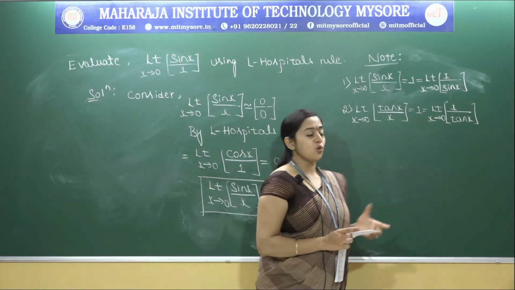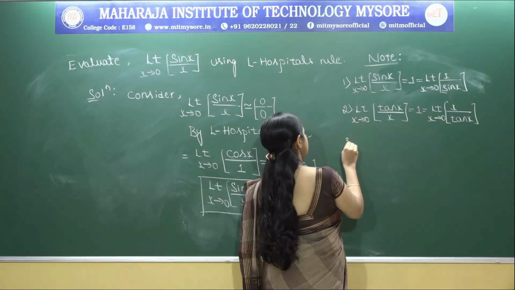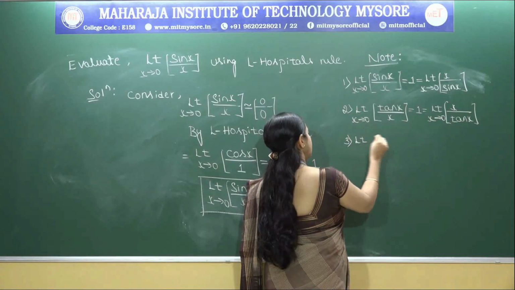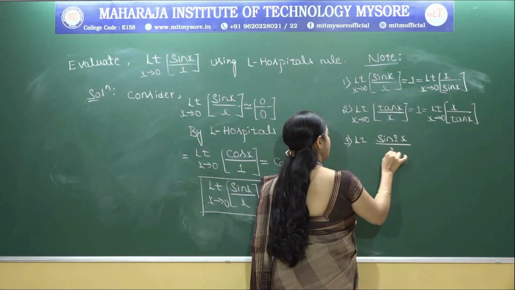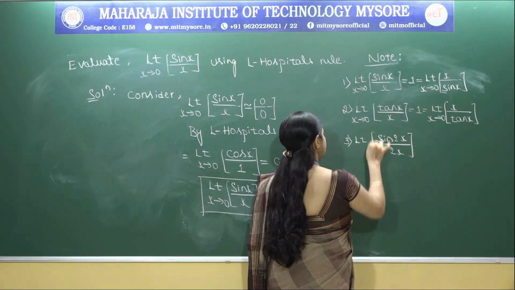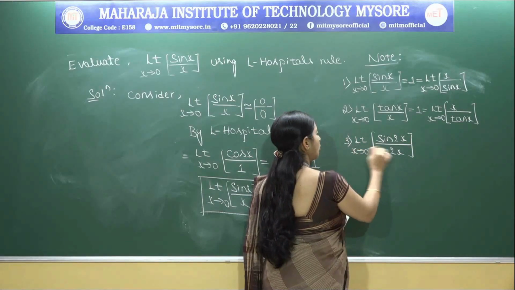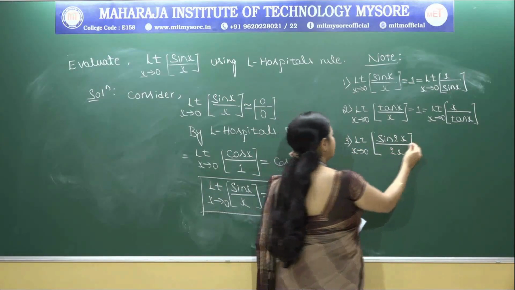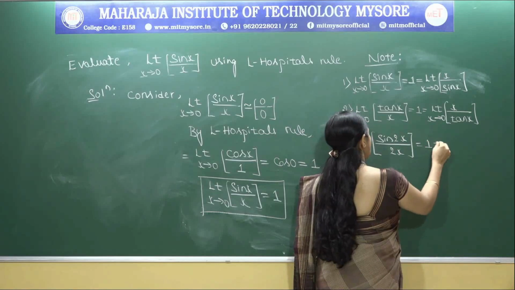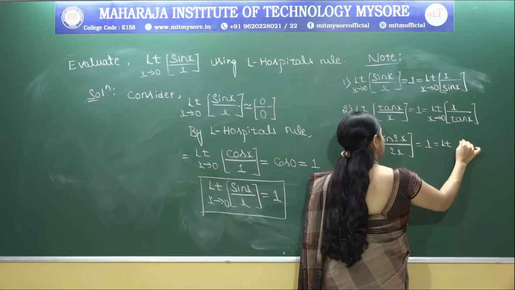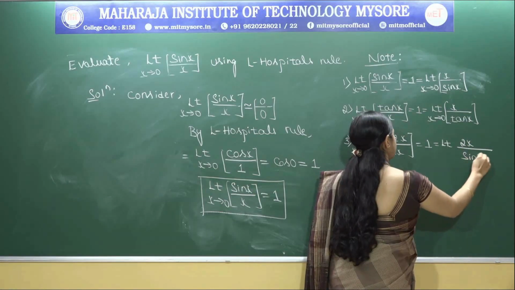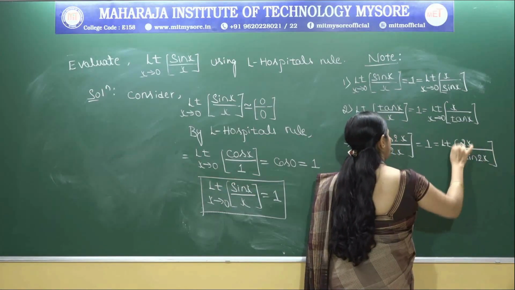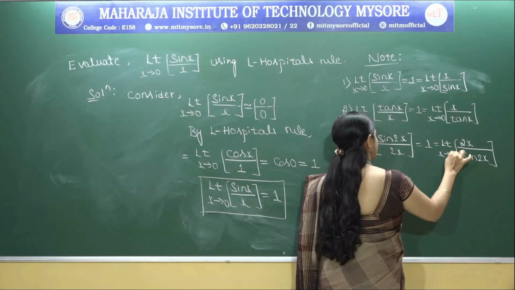So using these notes, you can also write the third note, the limit of sin 2x divided by 2x. These two coefficients should be same. This can also be written as 1. This can also be written as 2x divided by sin 2x as x tends to 0.